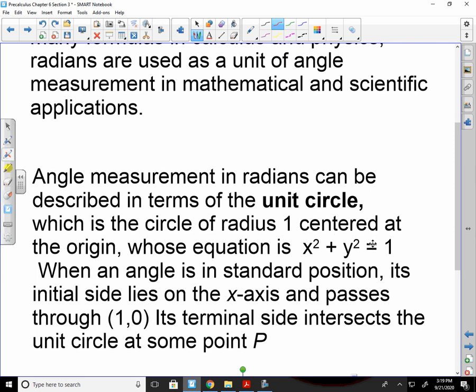whose equation is x squared plus y squared equals 1. This is just the equation of a circle where the radius is 1. When an angle is in standard position, its initial side lies on the x-axis and passes through (1, 0). Its terminal side intersects the unit circle at some point P.